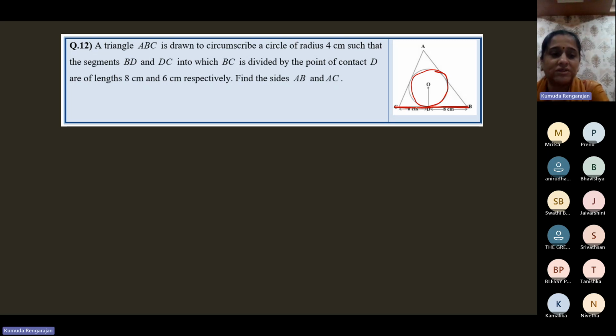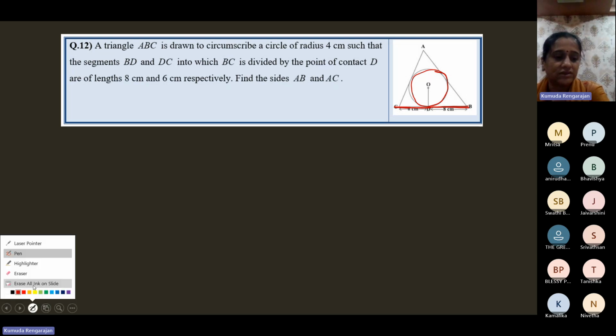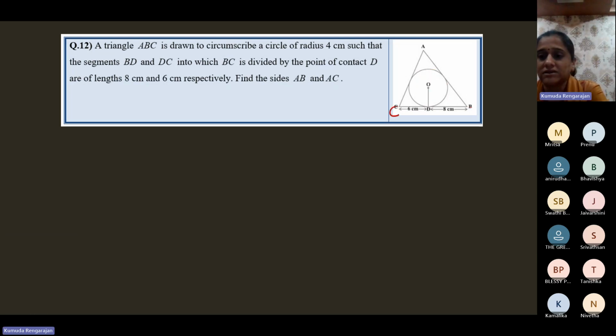Such that the segments BD and DC into which BC is divided. This is BC. So BC is a side of the triangle ABC, and BC is divided into two segments, not bisected. Bisected is different, divided is different. BD is one segment and DC is the other segment.